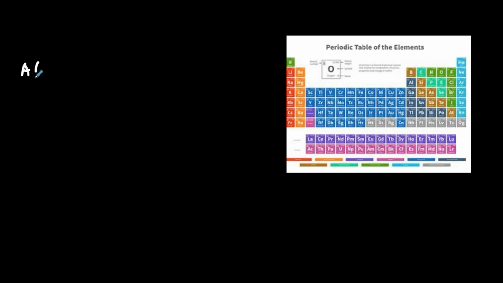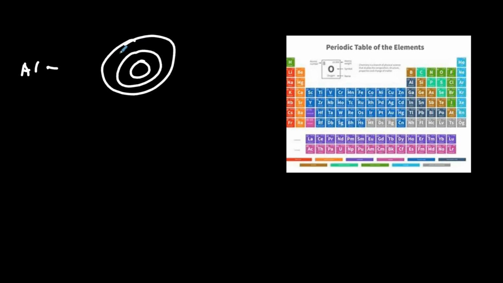So, let's find the effective nuclear charge. The best way to do this is just to draw a picture of the Bohr diagram for aluminum. So, aluminum has 13 electrons and it has 13 protons because it is atomic number 13. It'll look something like this. There's 2 on the first level, 8 on the second, and there's going to be 1, 2, 3, with a total of 13 electrons.